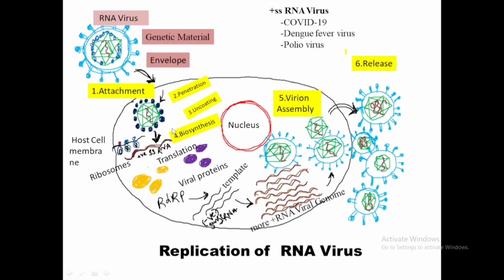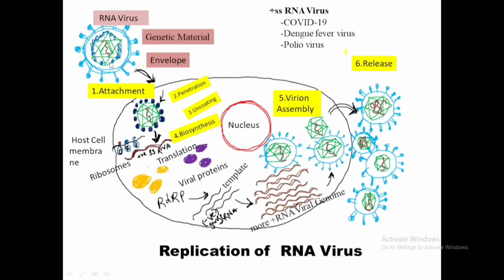Now let's see. If you look at this image, this is an RNA virus, and here this is a host cell. Virus replication is a sequential process. It mainly has 6 steps: number 1, attachment; second, penetration; third, uncoating; fourth, biosynthesis; fifth, virion assembly; and the last step is release.